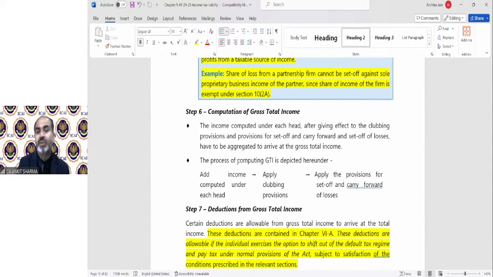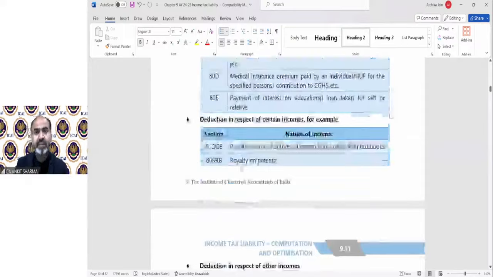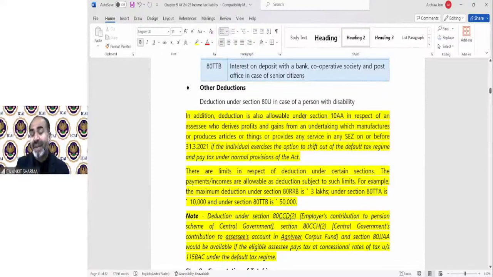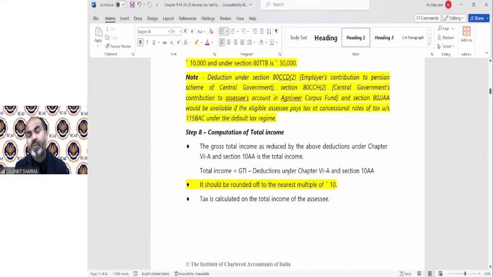Some deductions are available under the default tax regime, and some deductions are available under shifting, opting out of the default tax regime. That has also been discussed with you in the deduction chapter by the other faculties. Other deductions, etc. have also been discussed with you. Section 10AA, special economic zone deduction. Then 80RRB, 80TTB, 80TTA, 80CCD(2), etc. Then computation of total income. So how will we find out our total income?